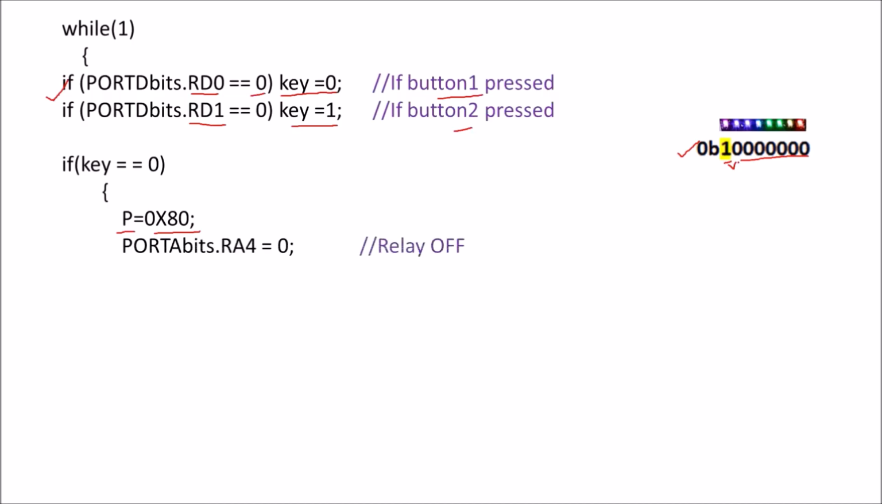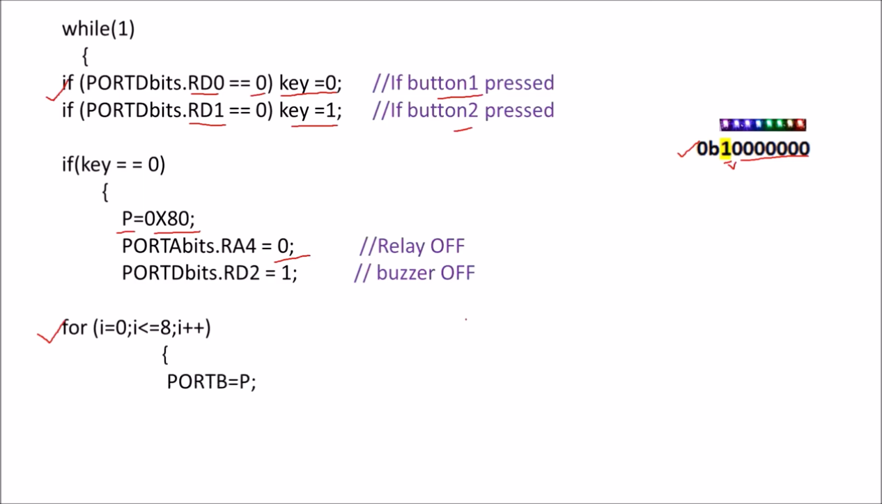So it will be like the chasing LED in the right direction. First this variable P is initialized with 0x80, and we know that when the switch is pressed, as per our flow chart, we have to turn the relay off. So to turn the relay off, we have to send logic 0 to the RA4 terminal. So the relay will turn off, and to turn off the buzzer, we have to send logic 1 as per the interfacing diagram.